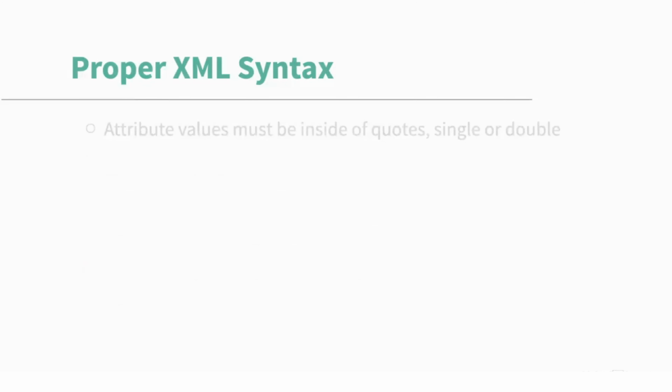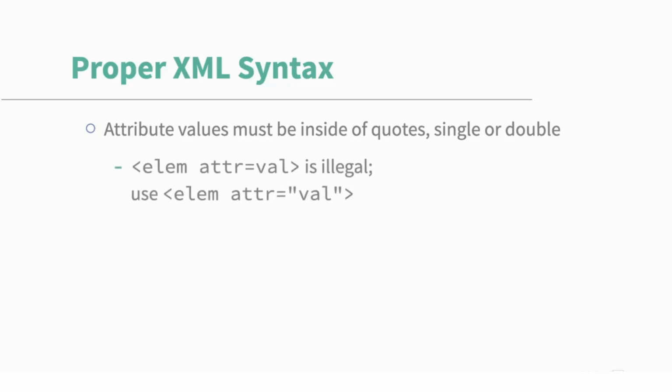Attribute values also have to be inside of quotes, either single or double. Now, in HTML, you can get away with just putting attribute equals value, but in XML, that doesn't work. You got to have the values inside quotes.